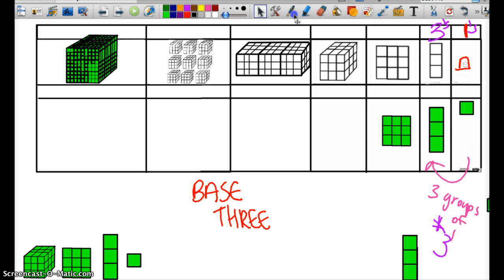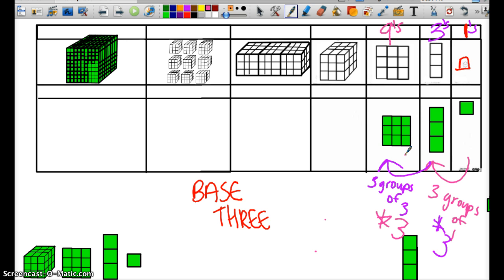And what they'll notice is that this flat is 3 groups of 3. It's 3 rods, and each rod is 3. So it is 3 times the size of the place before it. So I then asked the students, what is the name of this place? And because these blocks are representative of the place, this is the 9's place. And the 9's place is 3 times larger than the 3's place and 9 times larger than the 1's place.